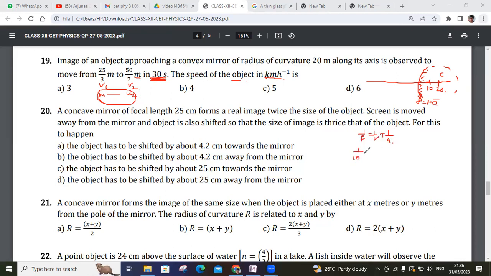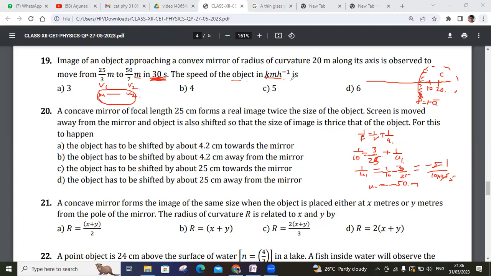So if you use this, this will be 1 by 10, this will be 1 by v1, so 3 by 25 plus 1 by u1. Substitute this v1 here, you will get 25 by 3, which is 3 by 25. Then 1 by u1 will be 1 by 10 minus 3 by 25, which is 25 minus 30 over 10 into 25, that is minus 5 by 10 into 25. 5 ones are 5, 5 fives are 25. You will get u1 as minus 50 meter.